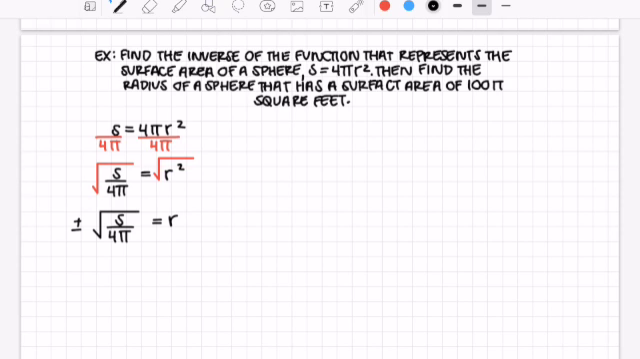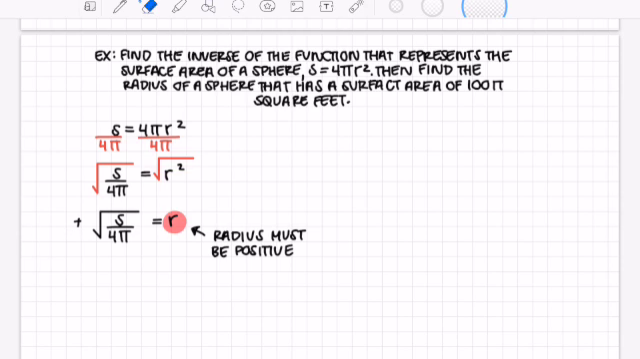Now the only thing here is that we're looking at radius. So for radius, one of the things about radius is that it must be positive, no matter what. Whenever you're dealing with radiuses, they must be positive. So because of this, I am going to get rid of the negative sign and keep it just positive. All right, we finished the first part. So I found the inverse and got my r value.